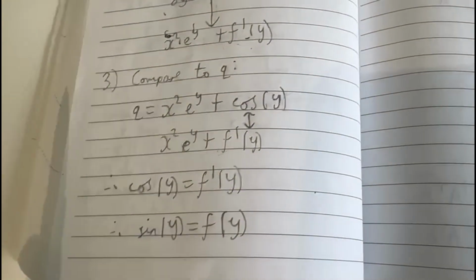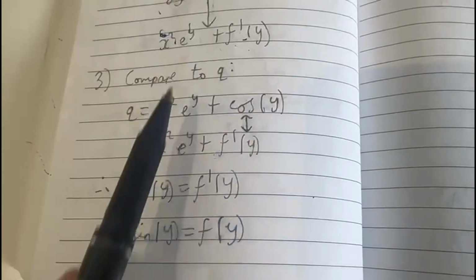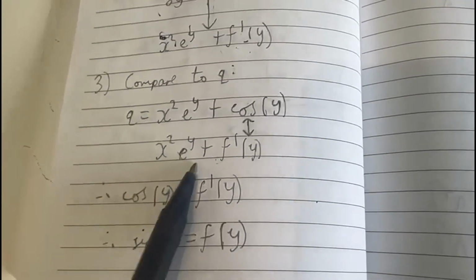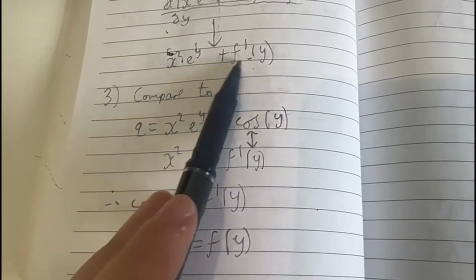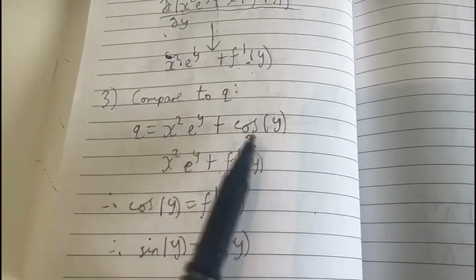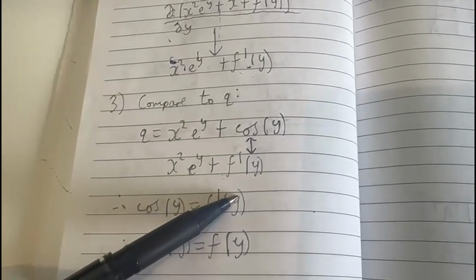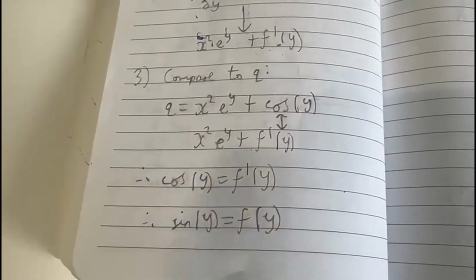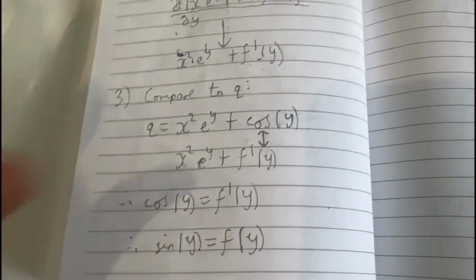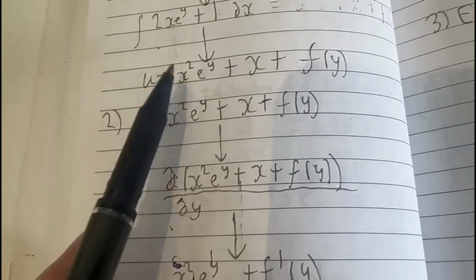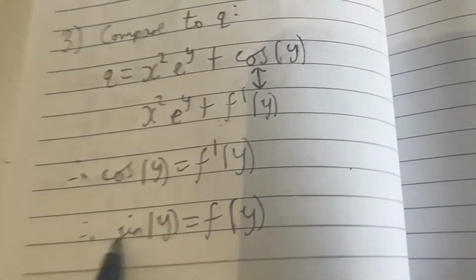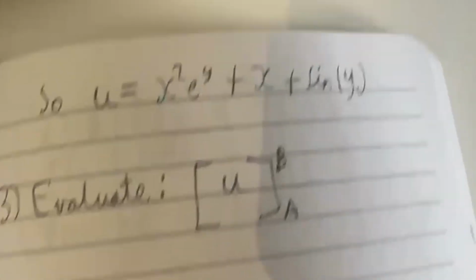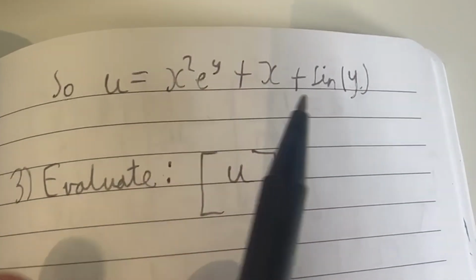So remember that Q from the last page is equal to x squared e^y plus cos y, and what we have here is x squared e^y plus f'(y). So this is the same, that's fine, but then for f'(y), we see that the counterpart is cos y. So you can say that cos y equals f'(y), and then to find f(y), we do the integral of this, so we have sin y. So now putting this into what we have earlier for u equals x squared e^y plus x plus f(y), where f(y) is sin y, that means u is equal to x squared e^y plus x plus sin y.